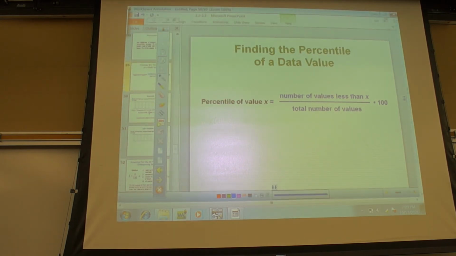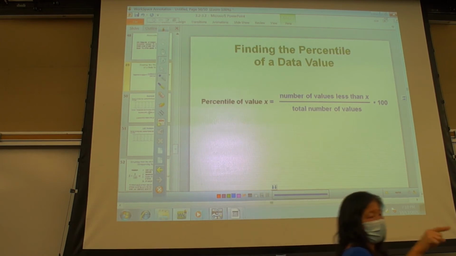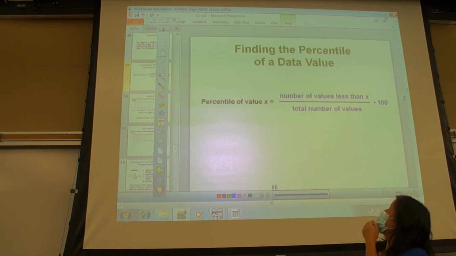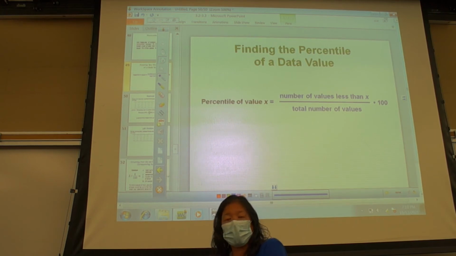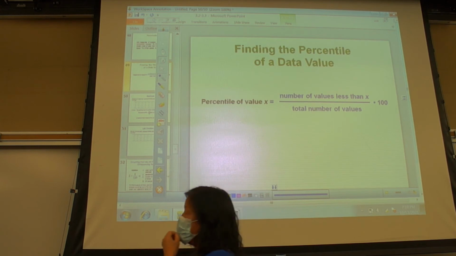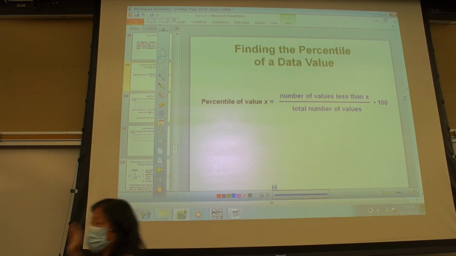Finding the percentile for a data value. The percentile is the percent of people that you beat, the percent of values you're higher than. So I'm going to count the number of values I'm larger than, how many people I beat, and then find what percent of the total that is by dividing by the total number of people and then multiplying by 100%.